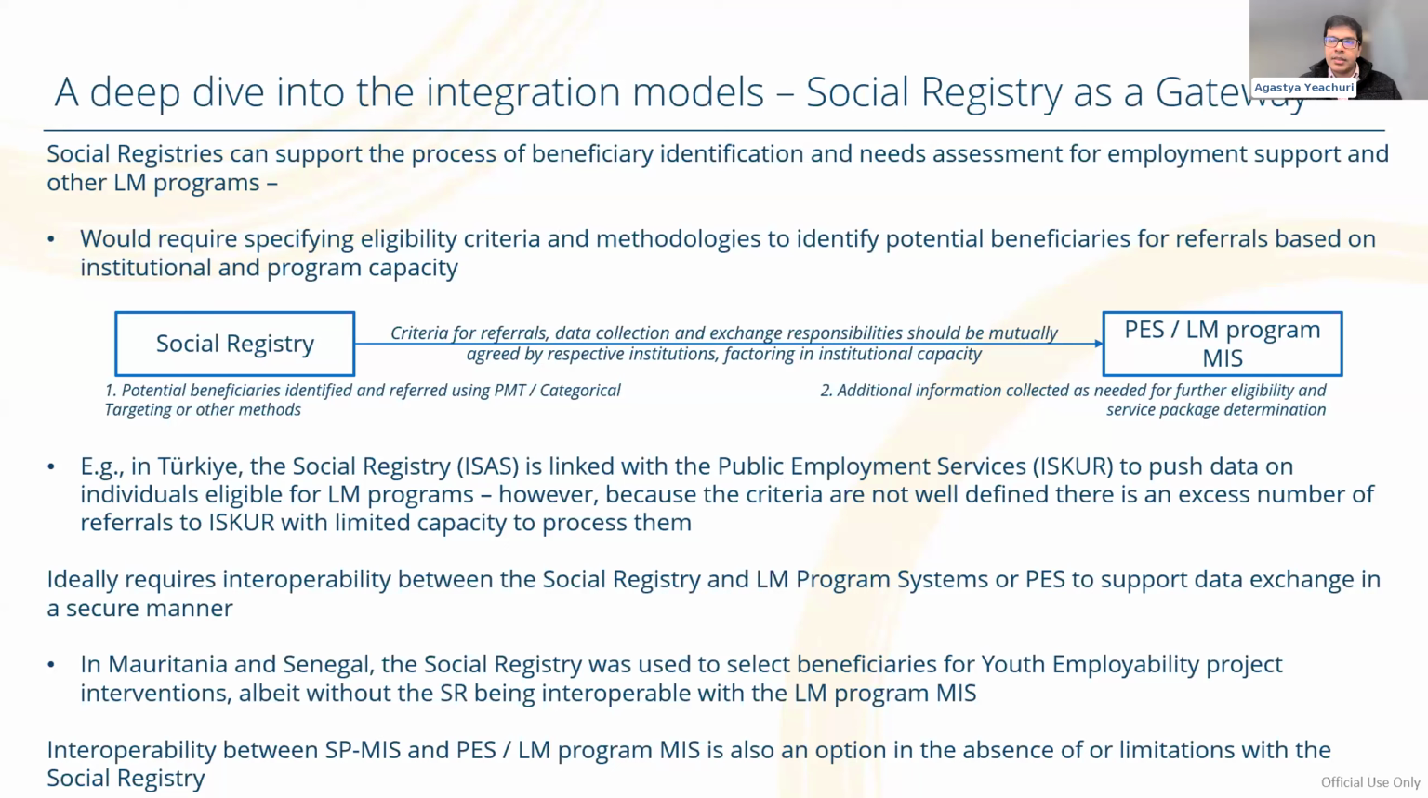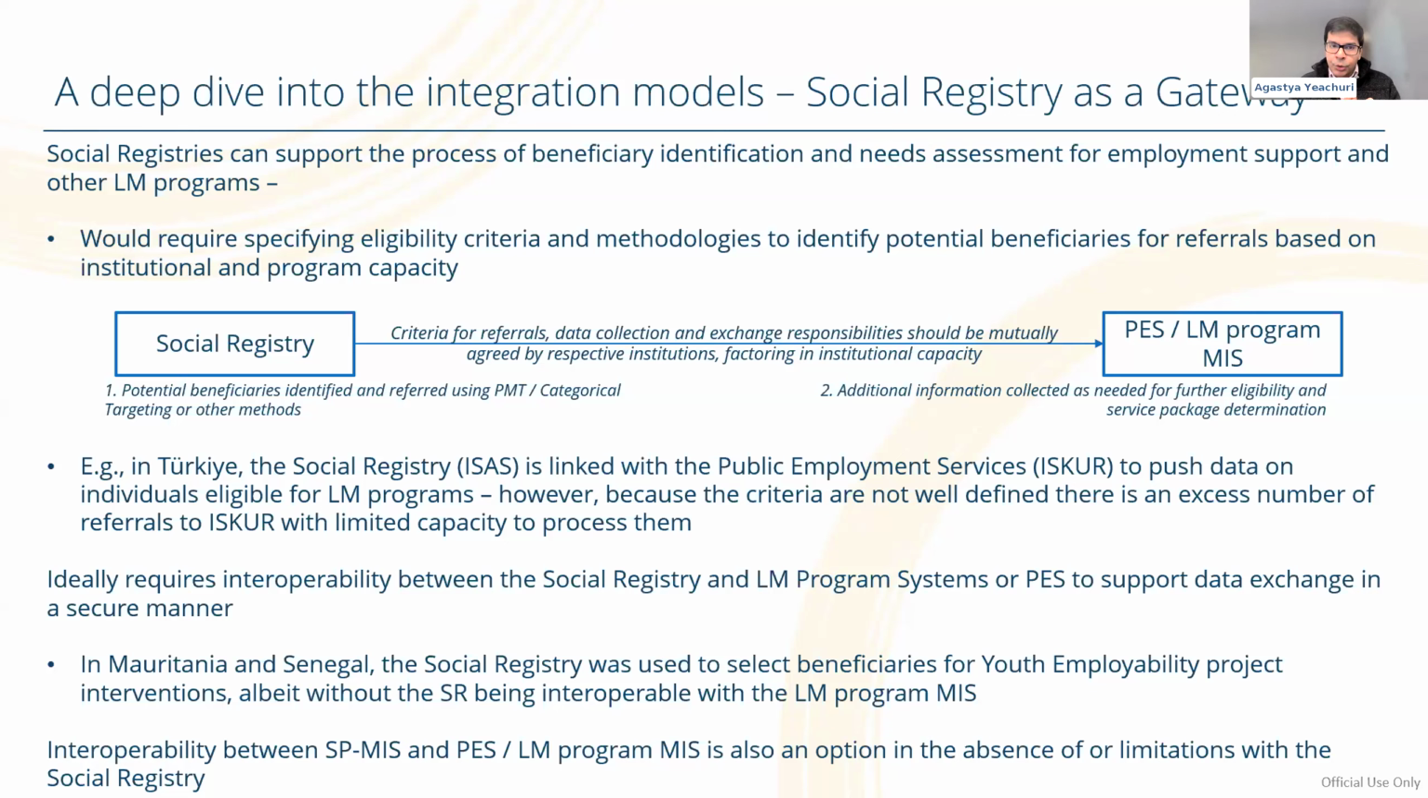The second model is the social registry as a gateway, where the social registry, which has a large pool of household socioeconomic information, can be used to support referrals to the public employment services or specific labor market programs. And this requires a clear definition of the criteria for referrals and the responsibilities for data collection, and these should be agreed mutually by the participating institutions, factoring in institutional capacity as well as the program capacity.